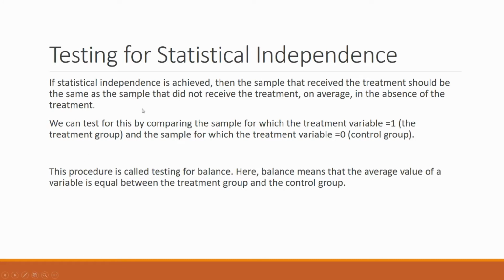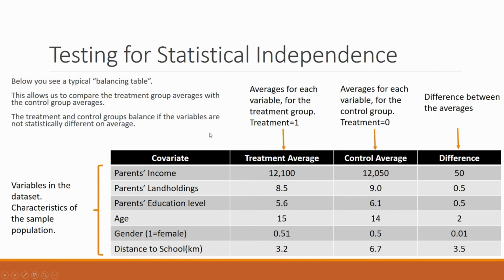Now this procedure, this test for statistical independence, we call testing for balance. Here, balance means that the average value of a variable is equal between the treatment group and the control group. So we perform a test for balance. We see whether or not the treatment group is the same as the control group on average. This is how we do it. Below you can see a typical balancing table. This is the way that we check for statistical independence.